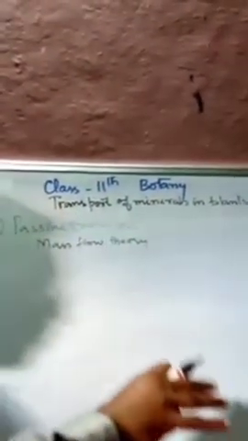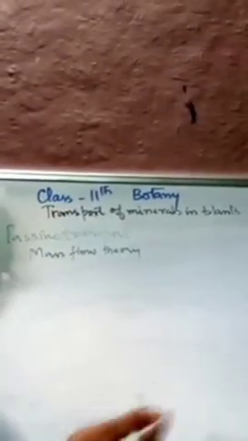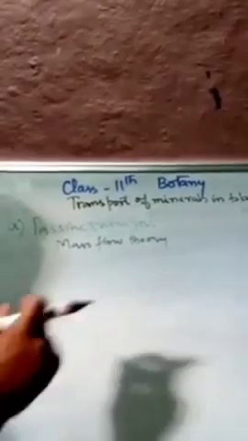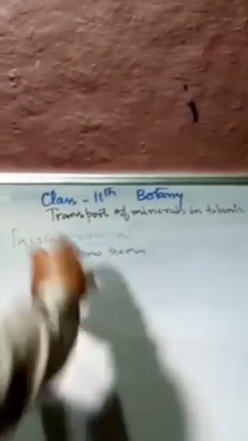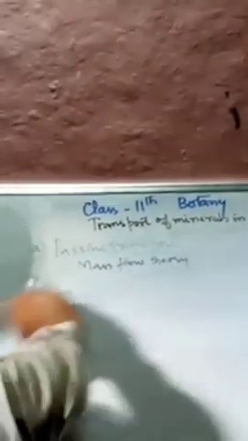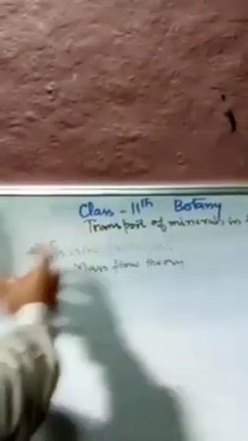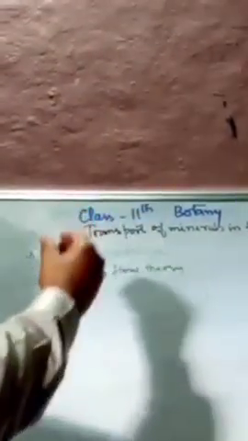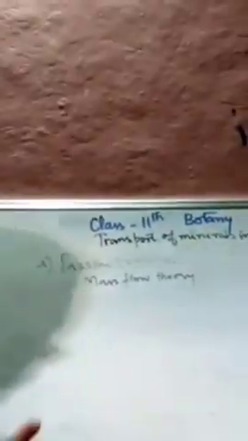Simple theory. Here we will see जो minerals हैं, they get dissolved in the water, and then the water carries them to the different parts of the plant. Simply what happens there, जो minerals हैं, they get dissolved in the water, and when the water gets transported, these minerals also get transported to the various parts of the plant. This is the first one.